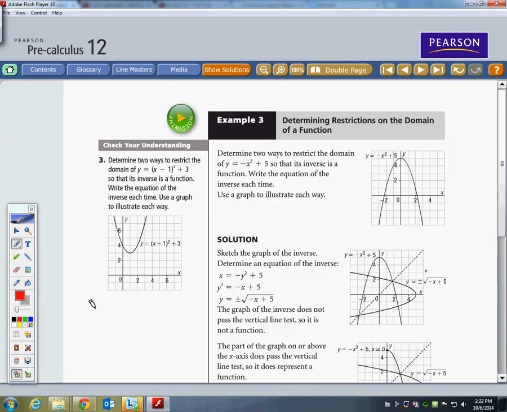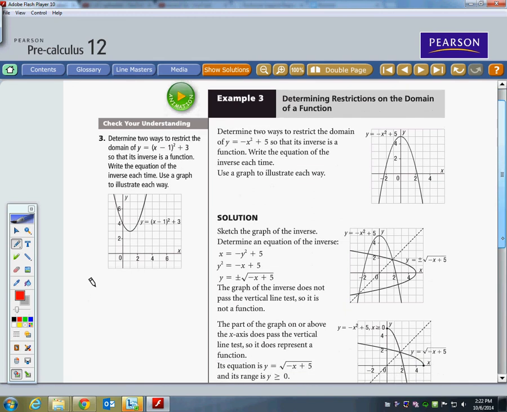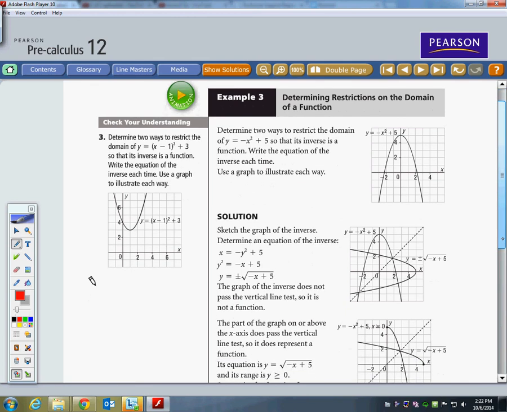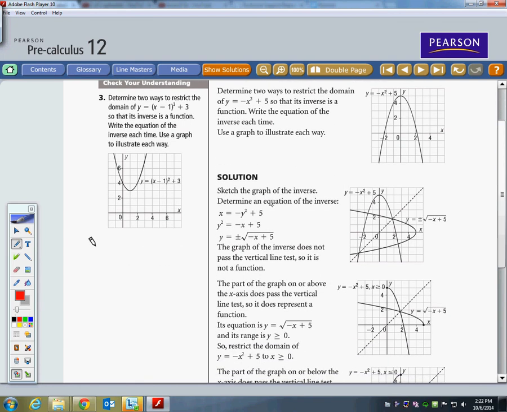So looking at example number 3 here, determining restrictions on the domain of a function. Alright, so here is our original function, y equals negative x squared plus 5, and they have it graphed for us nicely. And then they say sketch the inverse, and so they do go through all the work of switching the x and the y, and you get that plus or minus, and here is the inverse of that function.